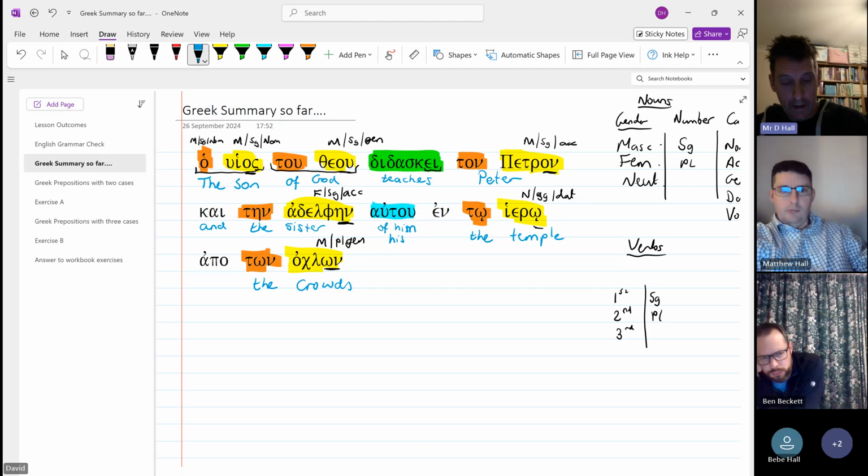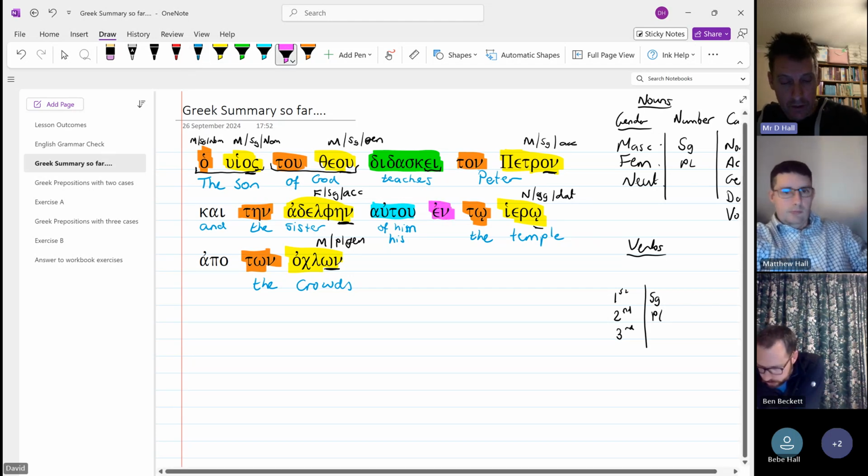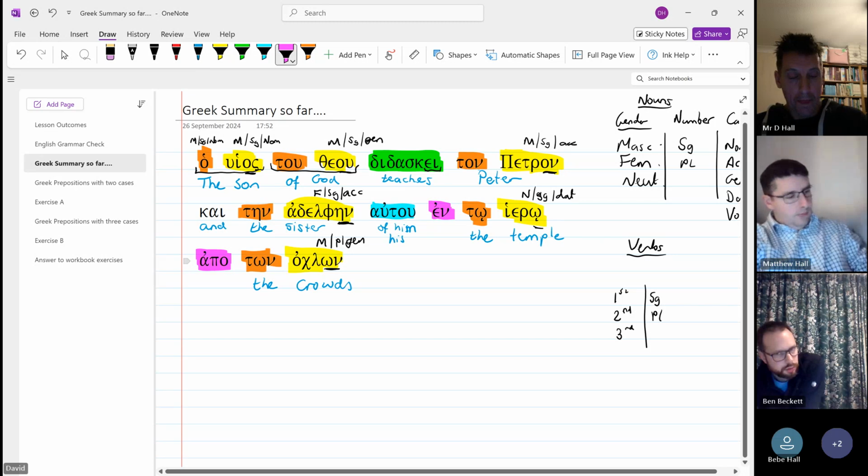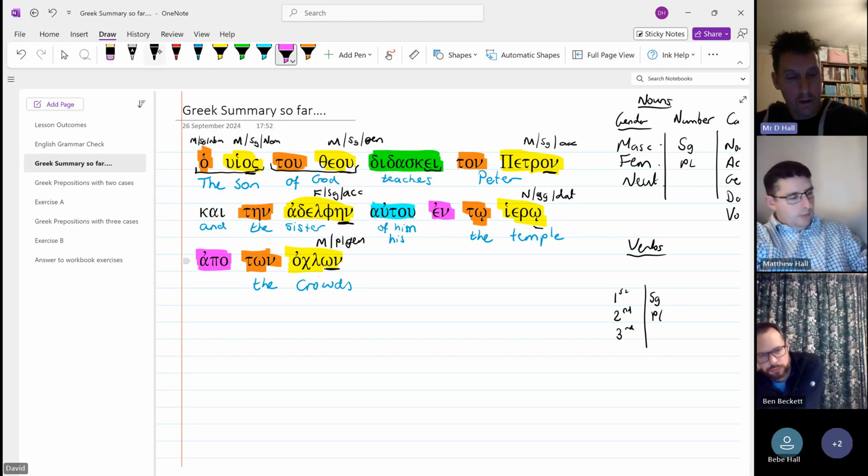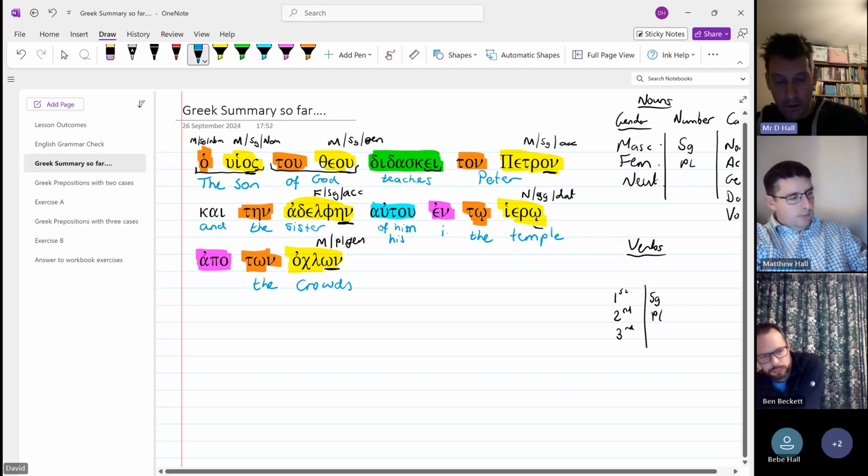Okay, so that's the pronoun, and we'll leave that there. And then finally, the little prepositions. There's two prepositions: en and apo. When we looked at the prepositions, the word en means in, and the word apo means away from, or just from.